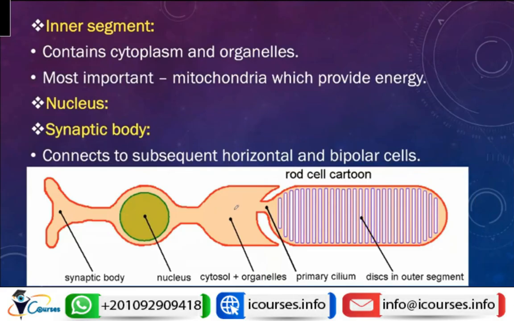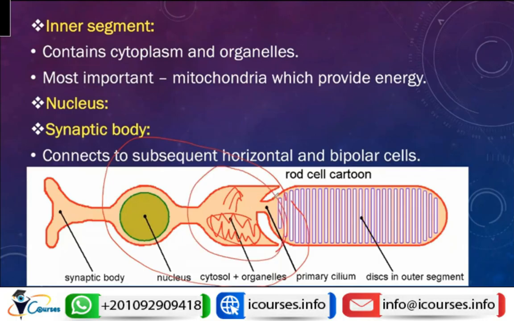Then we have the inner segment, which contains cytoplasm and organelles like the Golgi apparatus and mitochondria, which is the most important part here, as this is the part of energy production. About 50% of the energy production of the retina is produced in this part, the inner segment of the photoreceptor, as it contains mitochondria. Then we have the nucleus, and then we have a synaptic body, which can be a rod spherule or a cone pedicle, which makes the synapse with the bipolar cells.